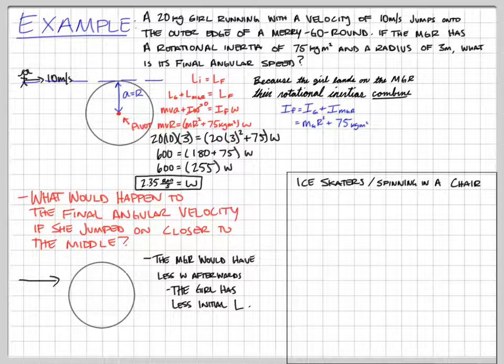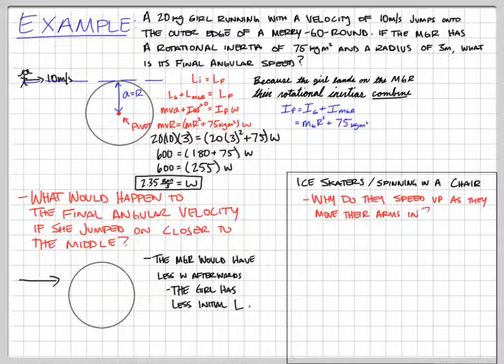Another interesting thing I like to talk about with angular momentum is what happens to just a single object that's spinning around, like an ice skater or somebody spinning around on a chair. And we know that as they bring their arms in, they speed up, and as they bring their arms out, they slow down. Arms in, speed up. Arms out, slow down. And the question is, why do they speed up as they move their arms in? What exactly is happening? So let's look at what's going on with our system.